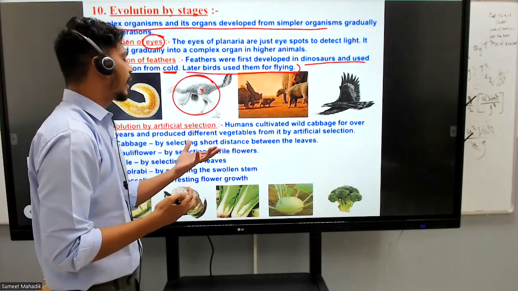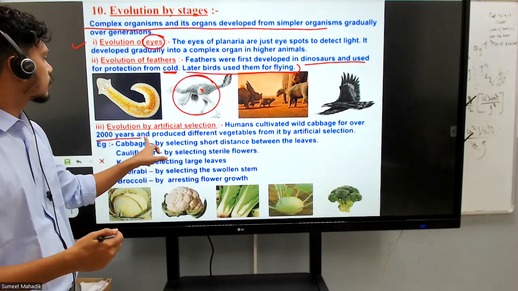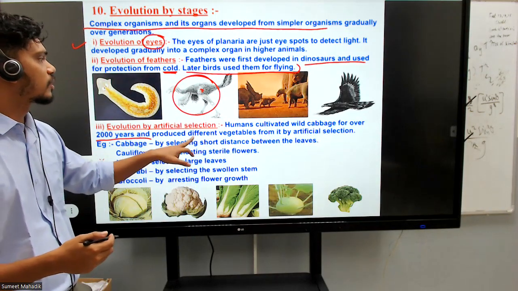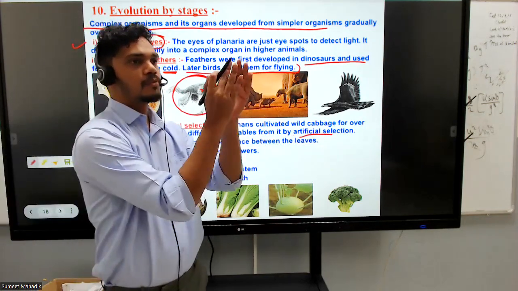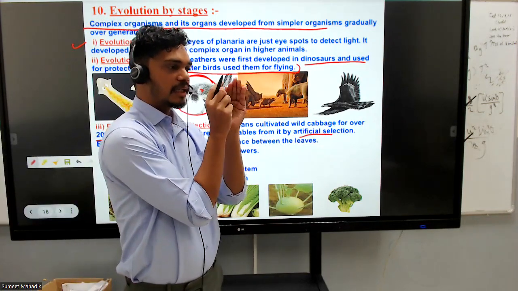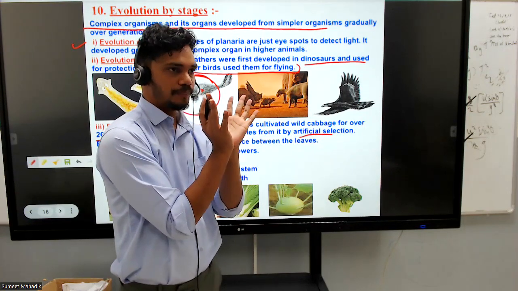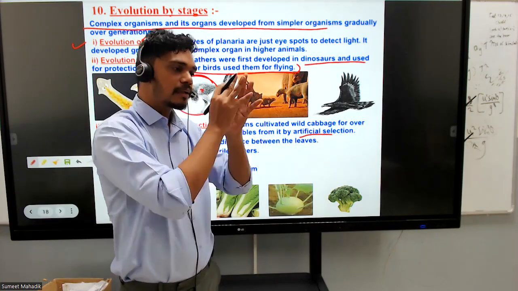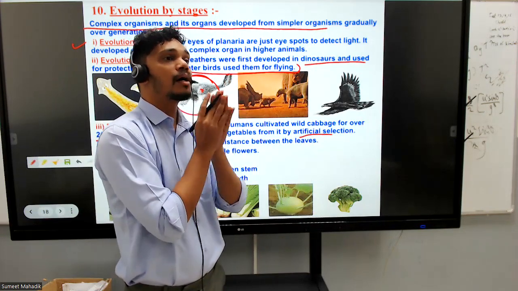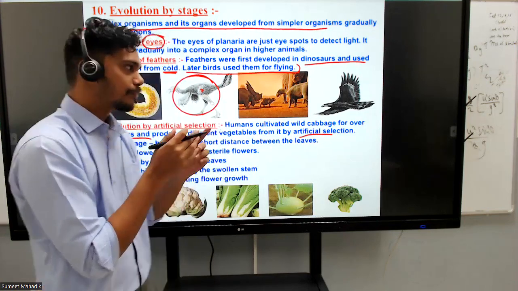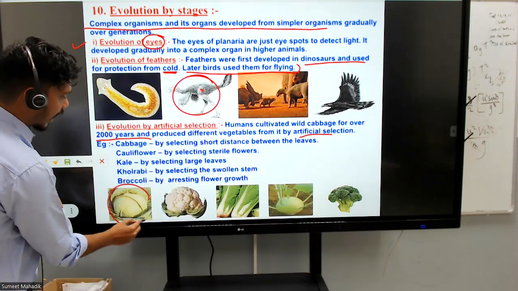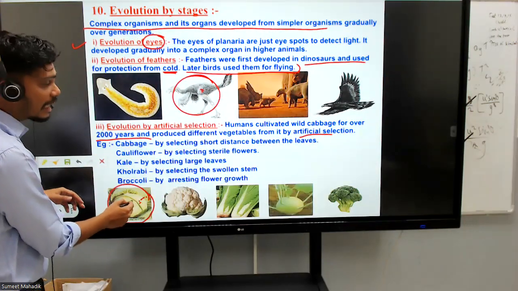Now, evolution by artificial selection. Like humans cultivated wild cabbage for more than 2000 years and produced different vegetables from it by artificial selection. So what do we want in cabbage? We want a cabbage in such a way that the distance between the two leaves is not that much. If it grows naturally, the leaves will be open. What is cabbage? Vegetable bud is cabbage. So we produce it in such a way that there is no distance between the two different leaves.